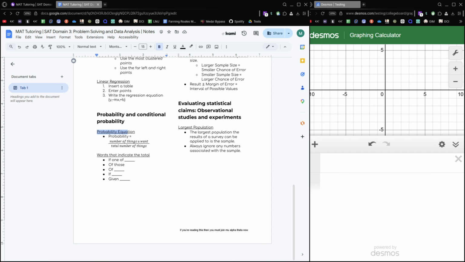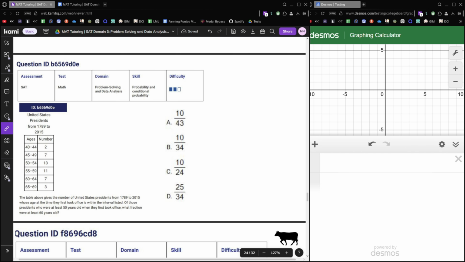First up, this is the probability equation. It's gonna be the number of things you want divided by the total number of things. But the most important part are the words that indicate the total number of things. So these are just a few. Now let's go back to our question. I didn't write this on the notes, but another thing you should know is that you only need to pay attention to the very last sentence. This first sentence right here, it literally just describes what you already see in the table. We don't need to be reading any of that.